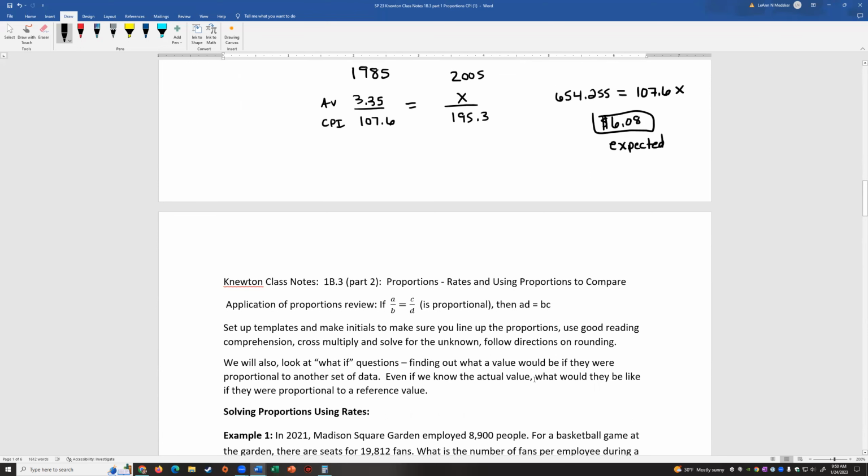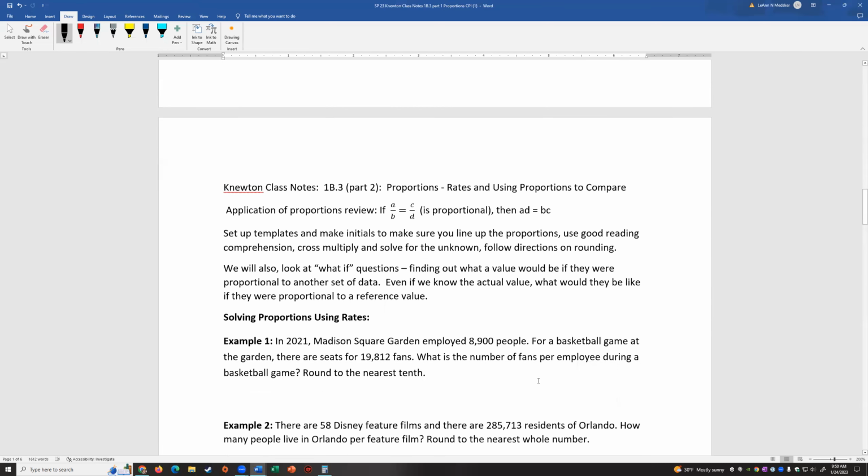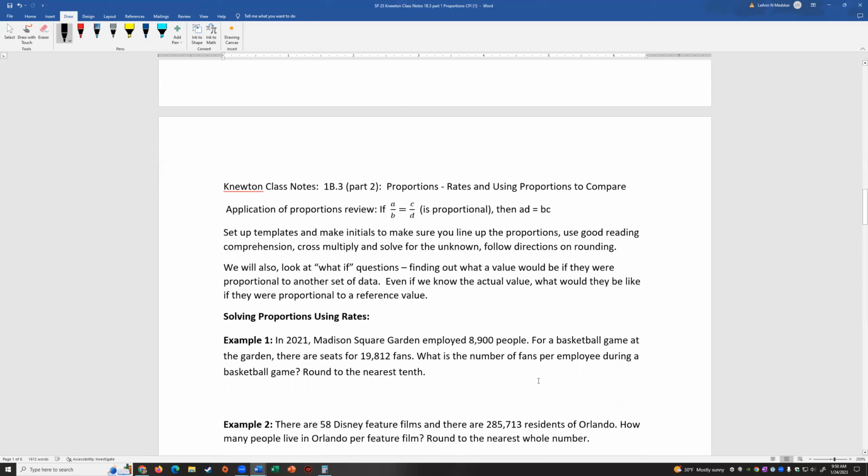So we have another part to section 1B.3. It's part 2. It's having just some more practice with proportions and using comparisons. So we're going to look through this. This is going to talk about just looking at comparing different ratios to each other.